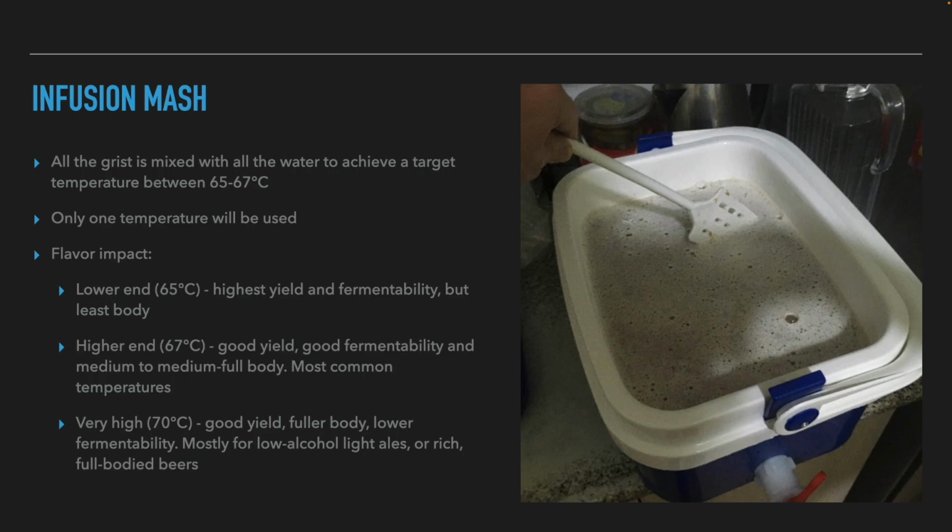The specific mash temperature flavor impacts are as follows. At 65 degrees, we will get a very fermentable wort with highest yield, but we will have the least body since we favor beta amylase over alpha amylase activity. At the higher end, at 67 degrees Celsius, we will get a good yield, good fermentability, and medium to medium full body. This is the most common temperature. At the very high end, about 70 degrees Celsius, there will be a good yield, fuller body, and lower fermentability. This is suitable for low alcohol light ales or rich, fuller bodied beers.